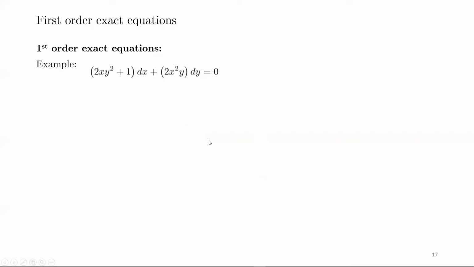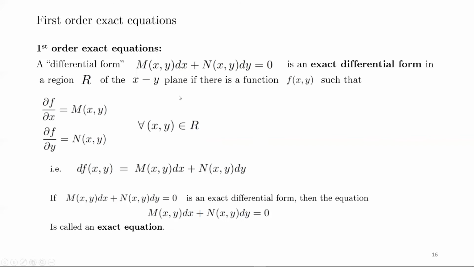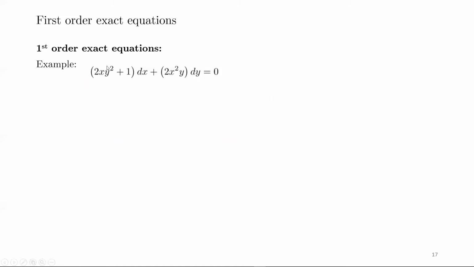Okay, so hopefully it'll be a little bit clearer when we see an example. Here we've got some function multiplied by dx plus some function multiplied by dy. If we look at the previous slide, the thing multiplying dx we were calling M, the thing multiplying dy we were calling N. So we have some function M here and some function N here.